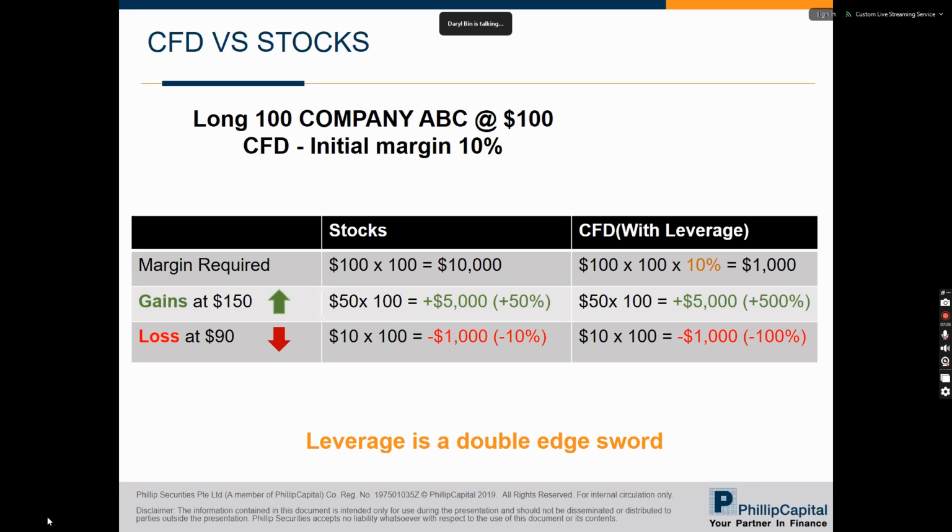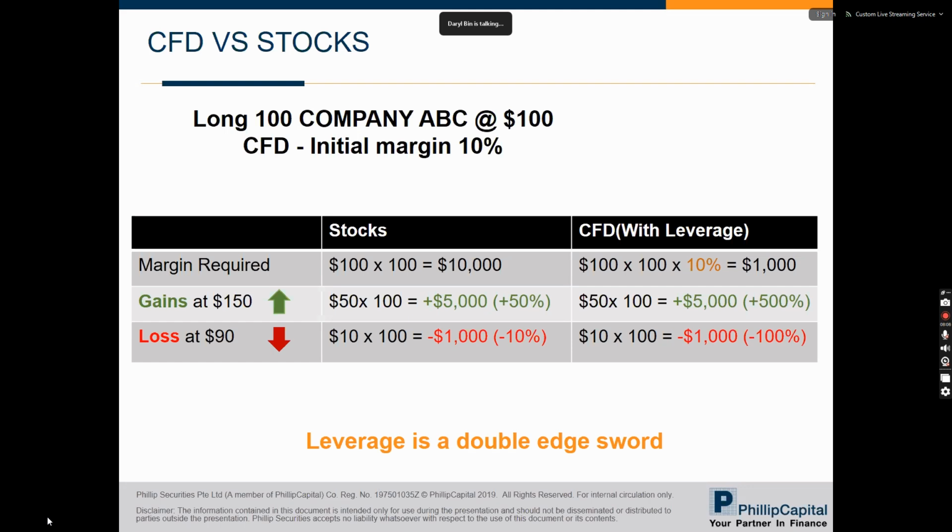So how can we amplify our gain or loss? For gains, if the stock goes up to $150, we will be profiting $50 per share. So for stocks, we will be up by $5,000 and that will be a 50% gain. However, for CFD, we will also be profiting the same $5,000, but we are actually up by 500%. So using 1K to profit 5K, wouldn't it be great to be gaining 500%?